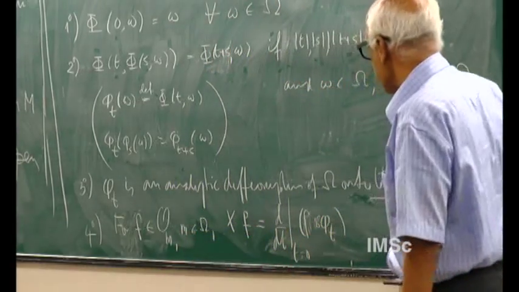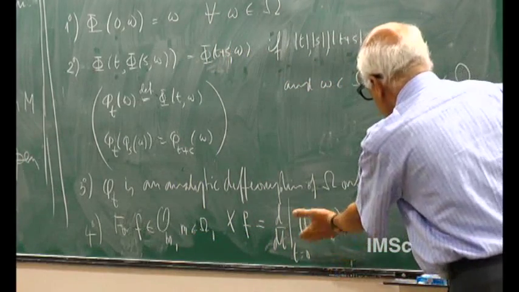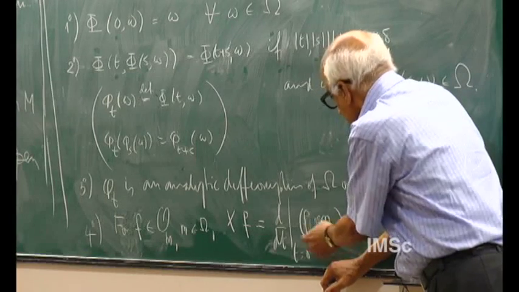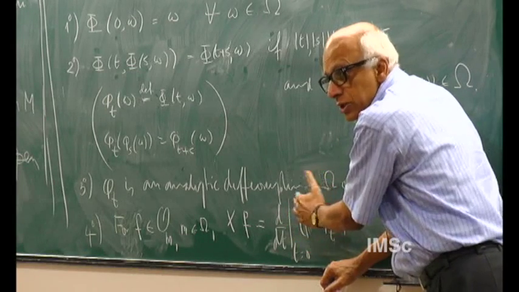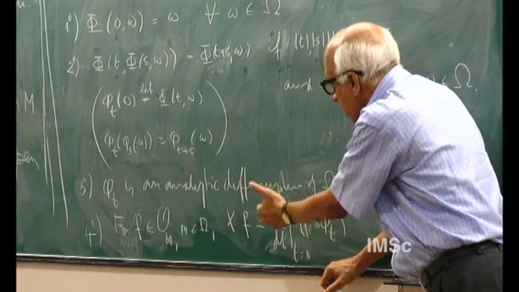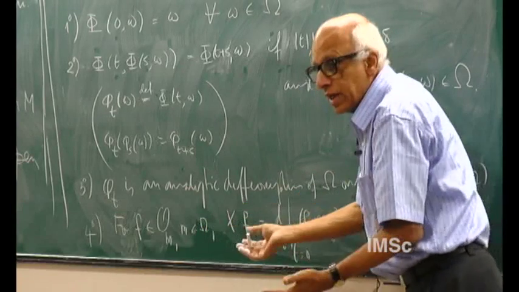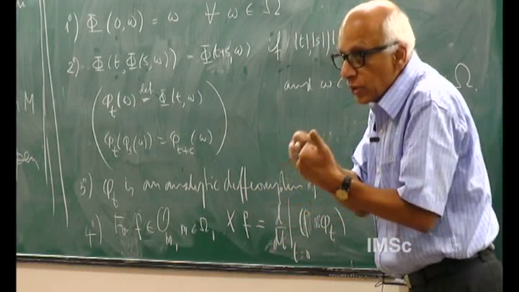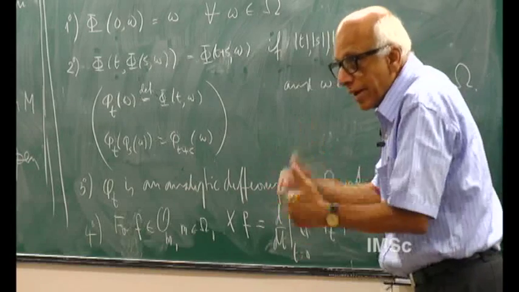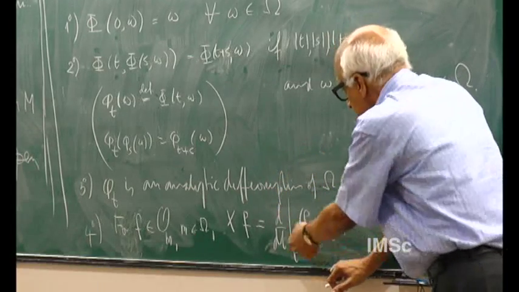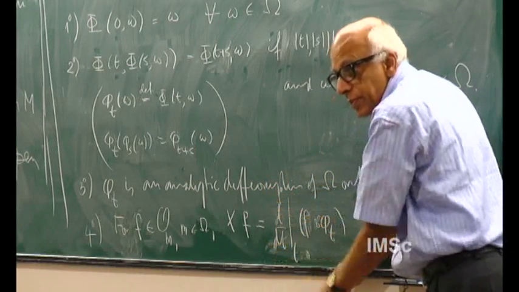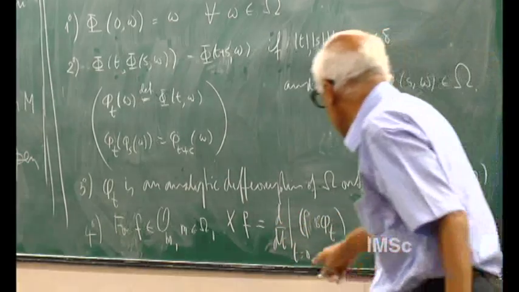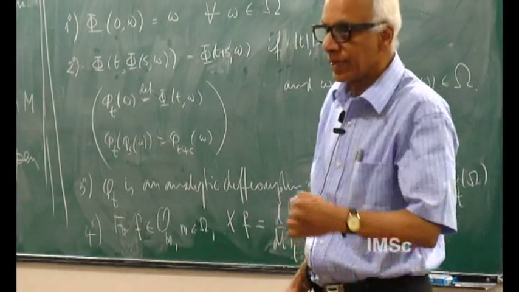Notice that f composed with phi t makes sense because phi t takes omega into M, and so long as t is small, it makes sense to talk of f composed with phi t, because for t small, phi t of m will remain in omega, because phi 0 is identity, phi 0 m is m. So phi t m remains in omega for small values, and then d by dt of f composed with phi t at t equals 0 is precisely xf.